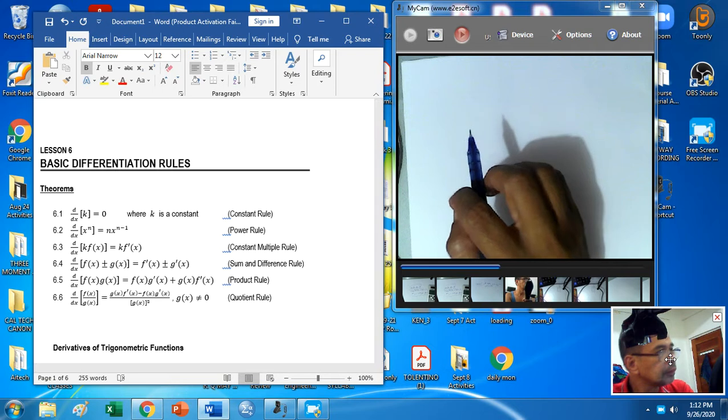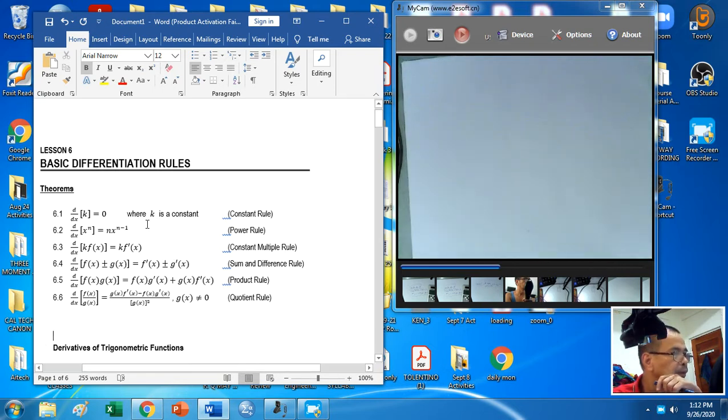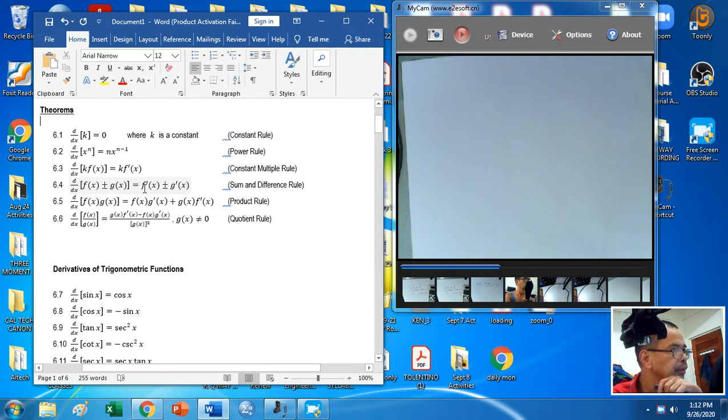Now, this time I'm going to the next lesson. This is the basic differentiation rule. Okay, so formulas na yung gagamitin natin. Let's go to the first one, 6.1.